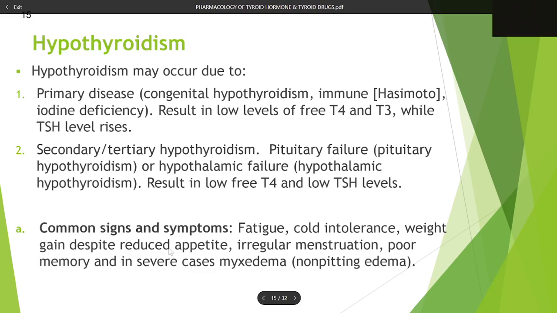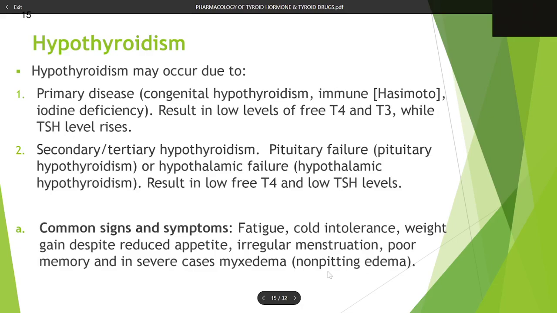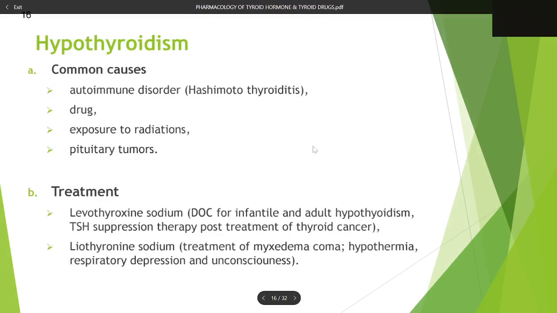Now, the common signs and symptoms include fatigue, cold intolerance, weight gain despite reduced appetite. The individual is gaining weight despite a reduced appetite. There's irregular menstruation, there's poor memory, and in severe cases, there's myxedema, which is non-pitting edema. Now, for hypothyroidism, the common causes could be an autoimmune disorder, Hashimoto thyroiditis, as we have said earlier. It could be a result of drugs. It could be exposure to radiation. It could be pituitary tumors.